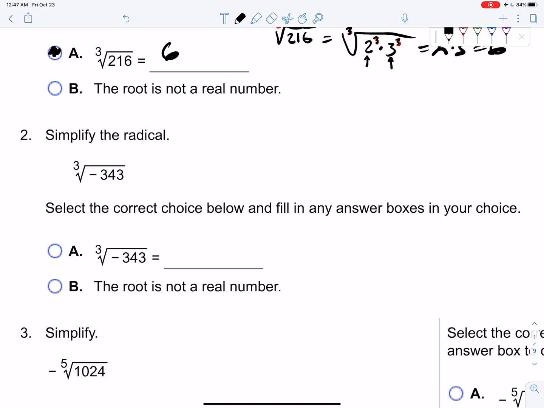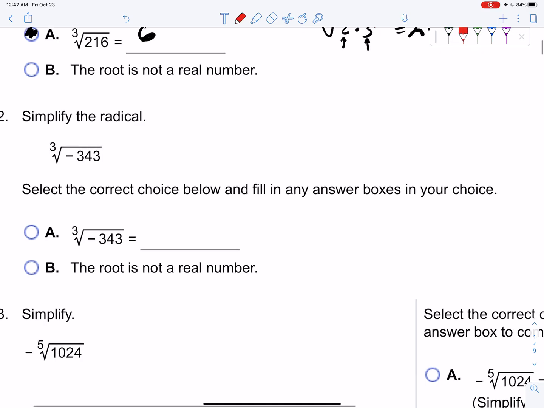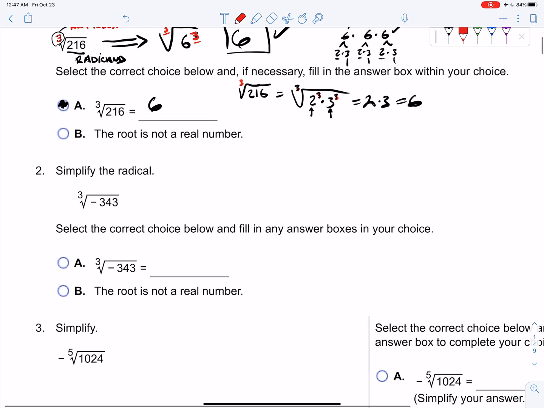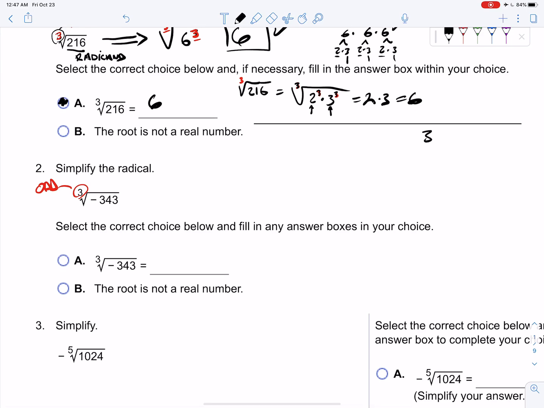Now remember when we saw an index that happens to be odd? Odd indexes are just fine having a negative under the radical, right? And why is that? Because when I take this radicand, let's just start with 343, and it's negative, it turns out I can factor this down to 7 times 49, and then 49 factors down to 7 times 7.